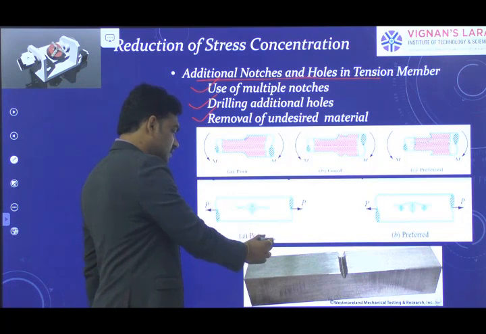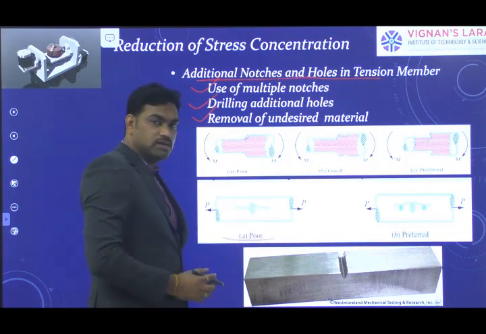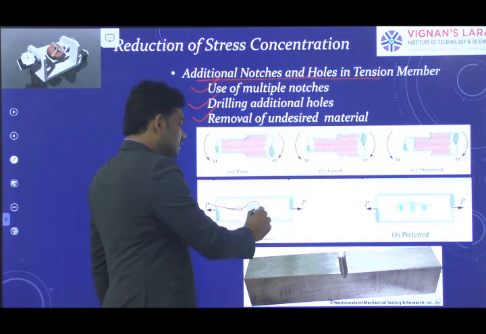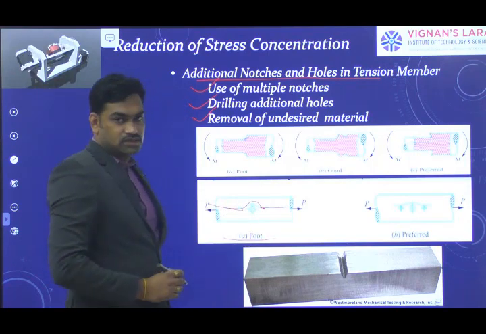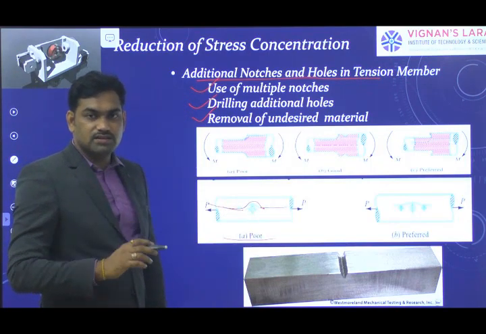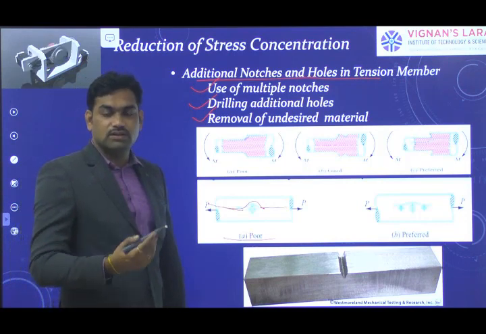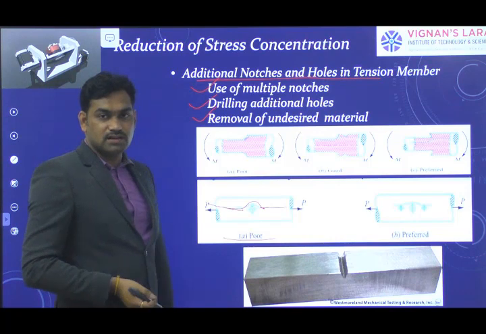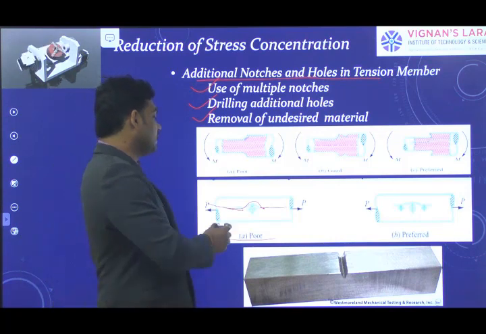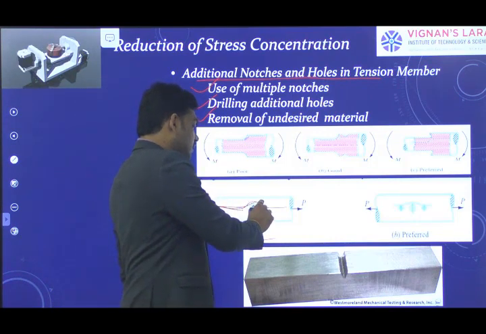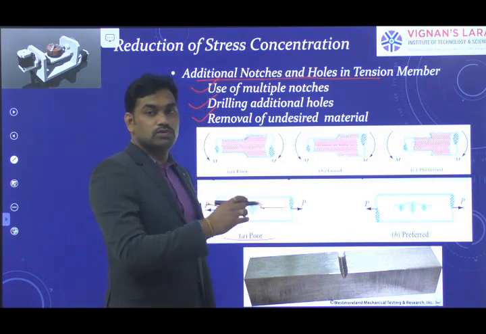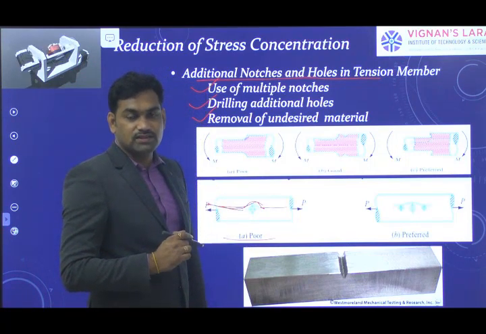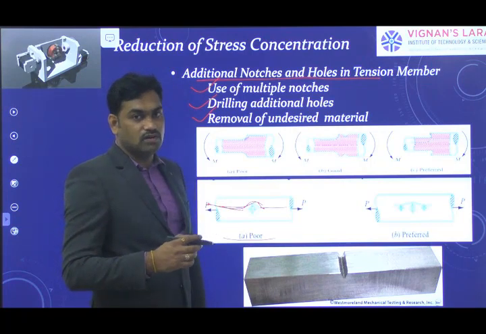For example, you can see here there is a single hole, so that the stress lines change direction at this particular juncture. There is a sudden change in the stress lines that gives rise to an increase in stress. That we call stress concentration. So if we can allow the stress lines to flow smoothly instead of taking a sudden change in direction, that will reduce the stress concentration.